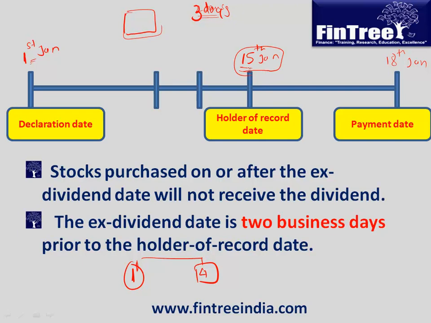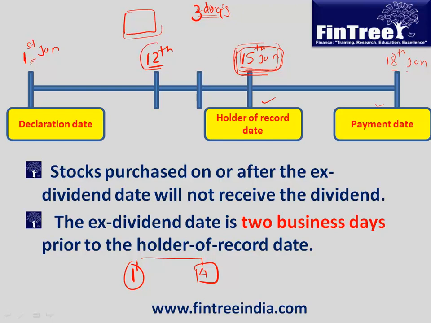So all those people whose names are in this register on 15th would be eligible to receive dividend on 18th. This is the meaning of holder of record date. All those shareholders whose names are in my register on 15th, only those people would receive the cash dividend on 18th. So if I have to receive the dividend and I know that it takes 3 days to get your name into the list of shareholders, then you should purchase the share on 12th, so that after 13th and 14th, on 15th your name would be on the register of shareholders.